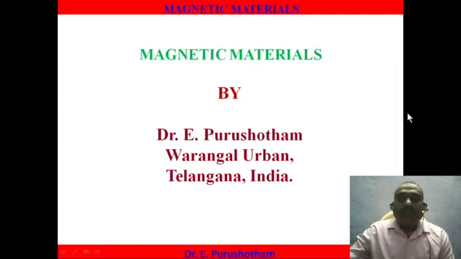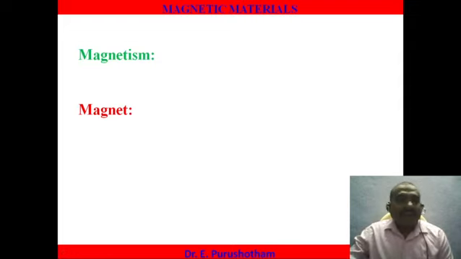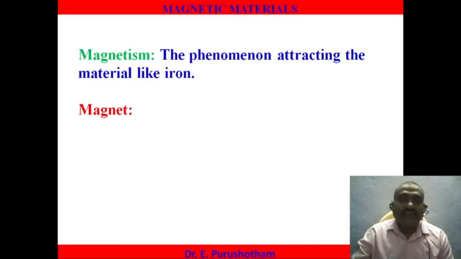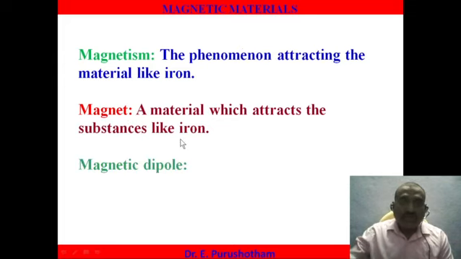Okay, what is a magnet, or what is magnetism? You can see clearly here. Magnetism is the phenomenon of attracting materials like iron. So what is a magnet? A material which attracts substances like iron is called a magnet.